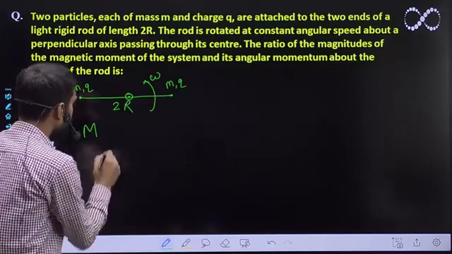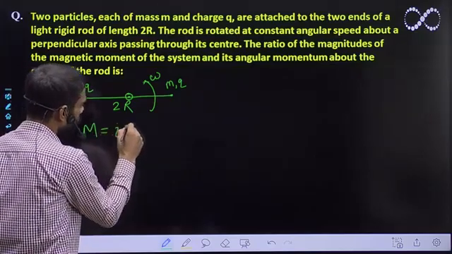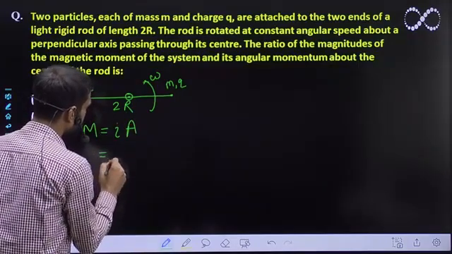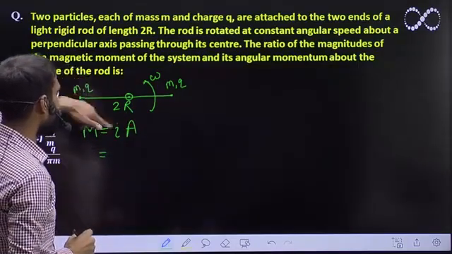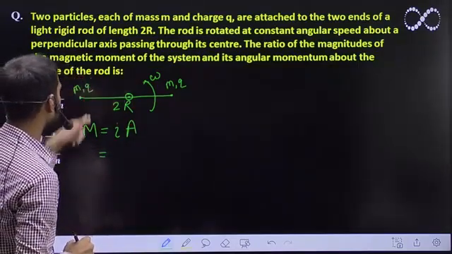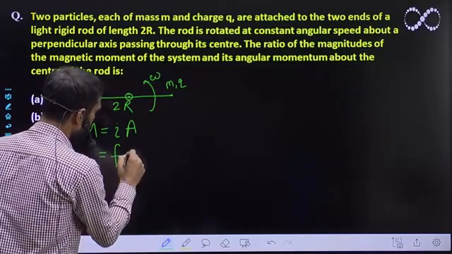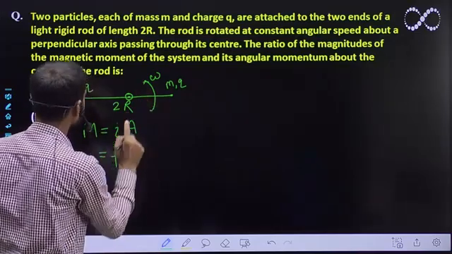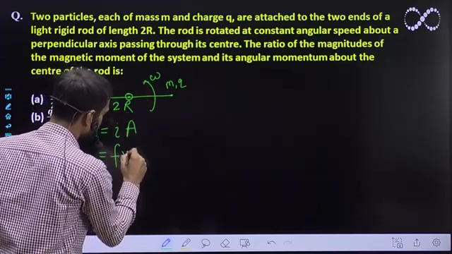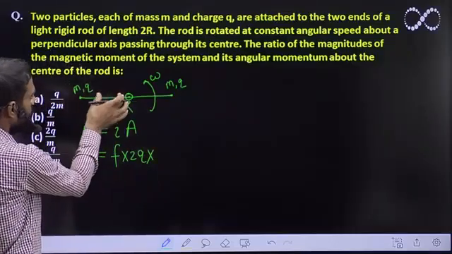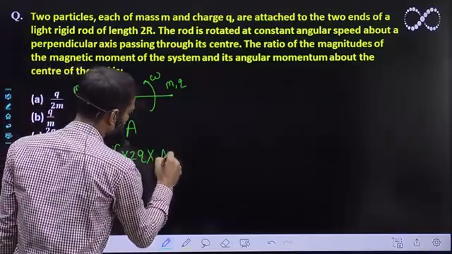As you all know, magnetic moment is equal to I into A. So let us see how much I will be. I know I will be frequency into total charge. So total charge is how much? It is 2q. And area will be how much? The radius is r, so this becomes pi r square.